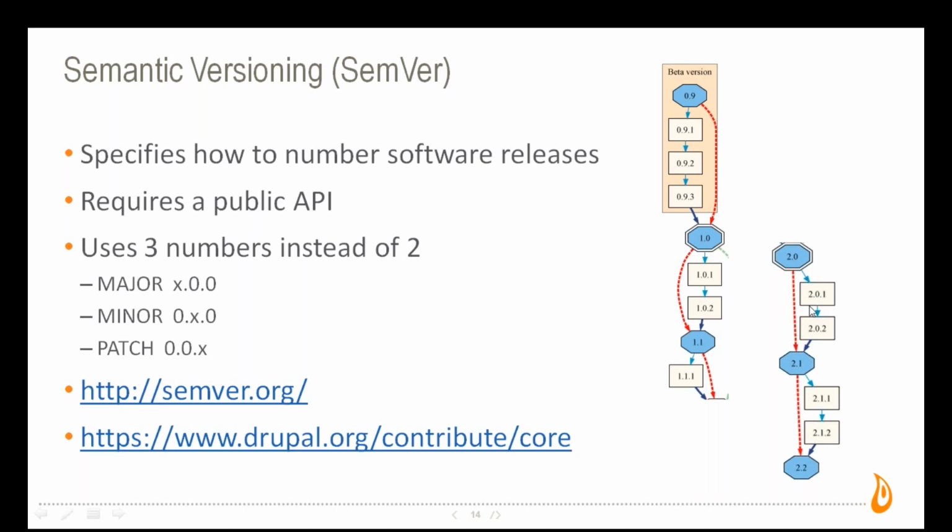The numbers are generally organized in 3 parts. The first number of the version refers to major API changes, like from 7 to 8. The second is for minor feature releases compatible with the API. And the third number increments patches and bug fixes compatible with the minor release. You can read more about semver at semver.org.